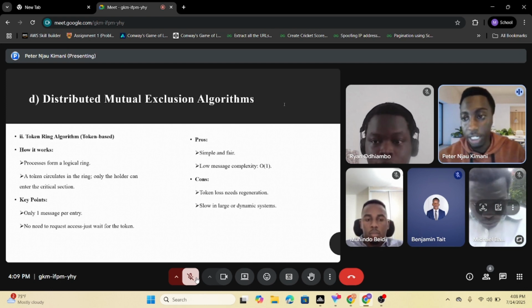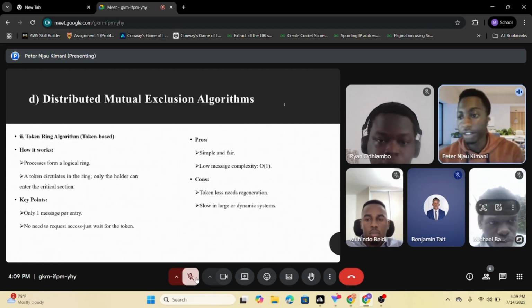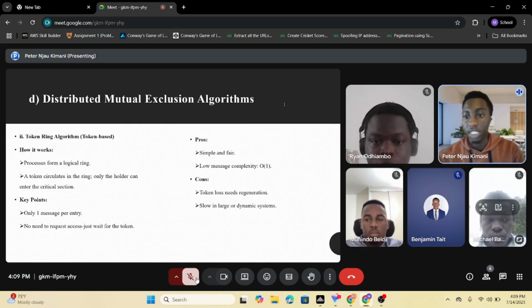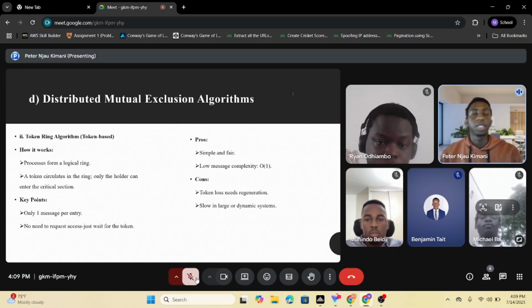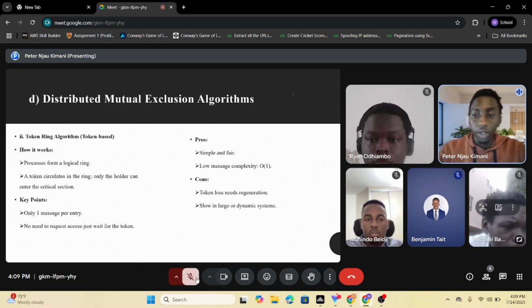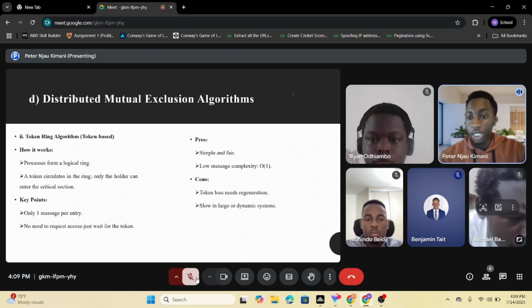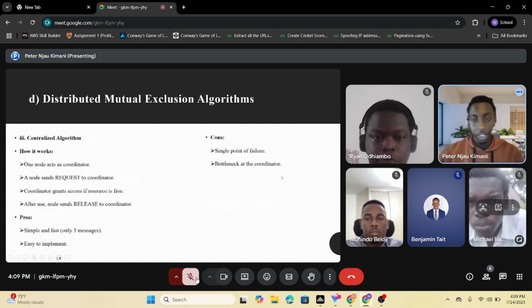And lastly, as for the cons of this token ring algorithm, there might be token loss. Just as Michael said, if there is a crash or a network failure at one node, it must be detected and regenerated. So this may add to the complexity. We also have the fact that it is slow in large systems since it goes around a ring. Many nodes can end up waiting if the system is large.